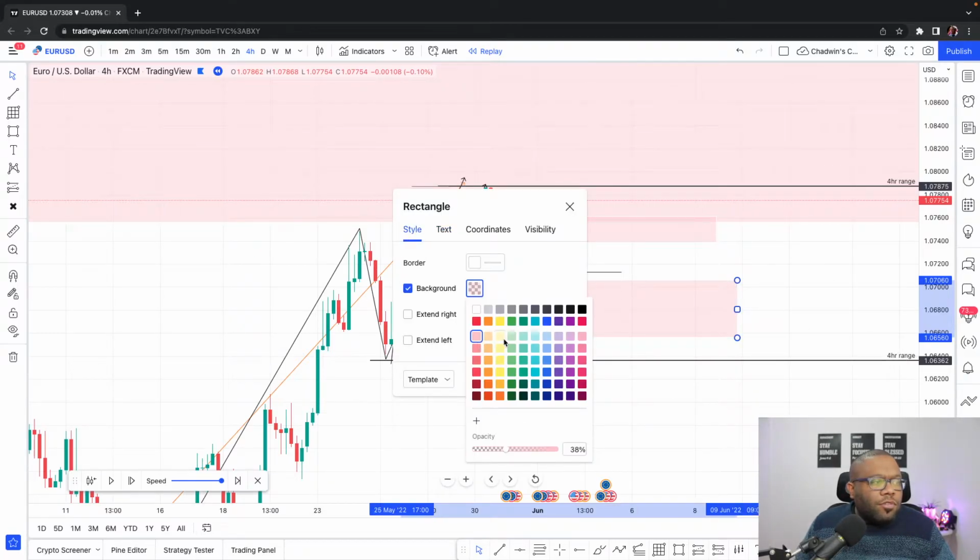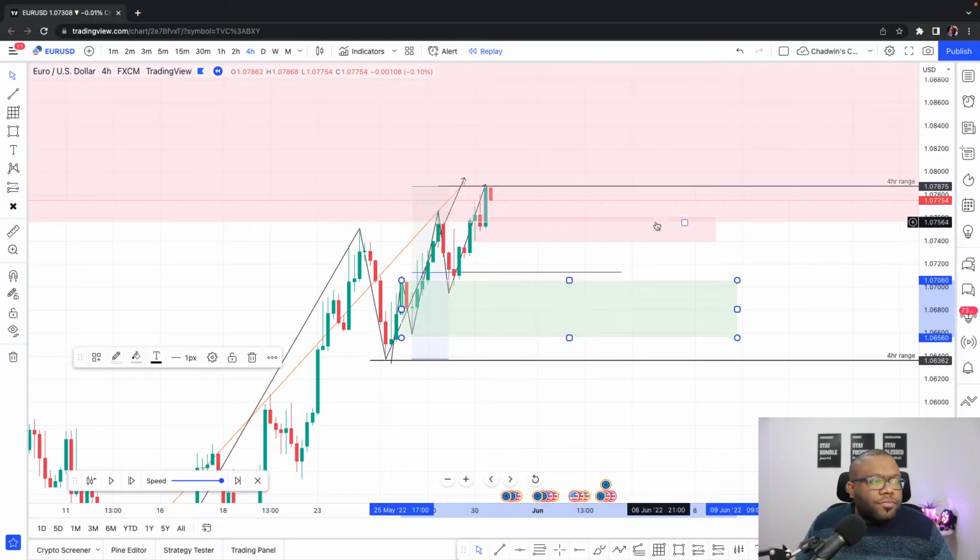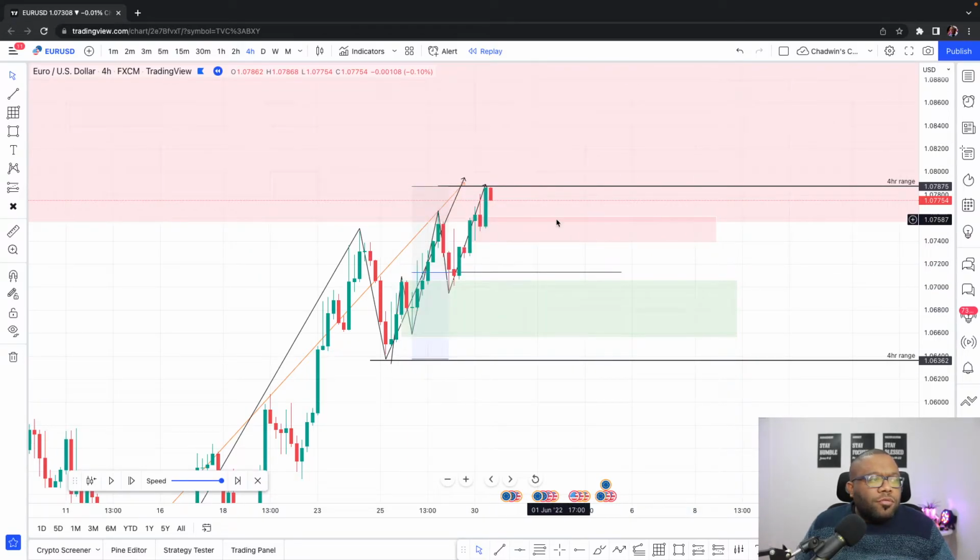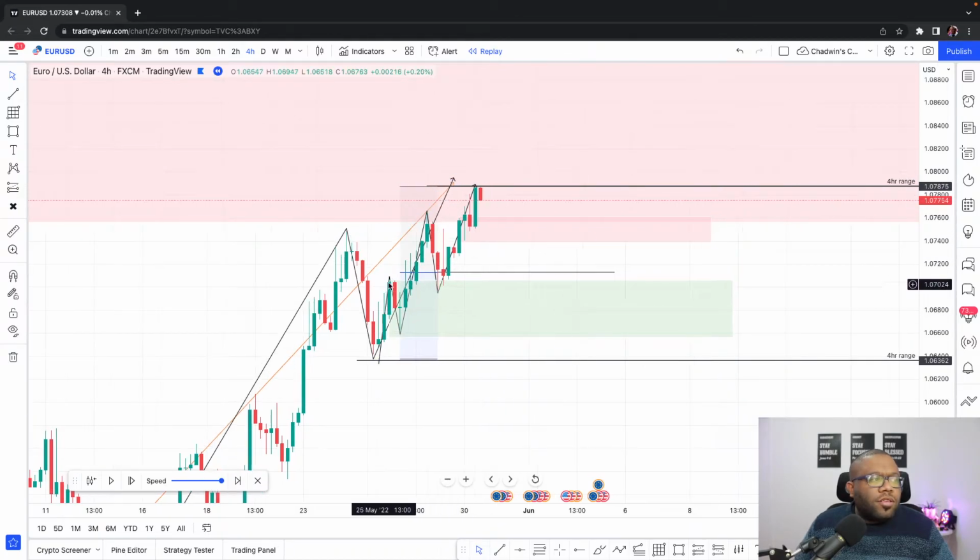And that's kind of how I was looking at it for the morning, right? This one needs to break if I'm going to look for a short. And if I'm going to look for a long, I'm going to look inside of here. I'm not going to look in this one because that's not part of that 4-hour range, right?